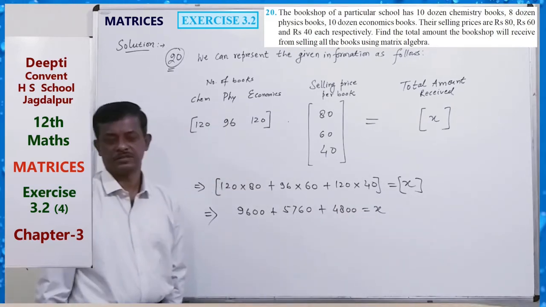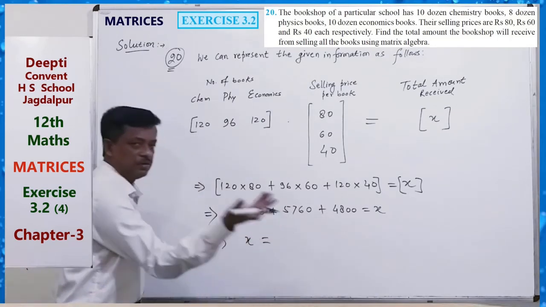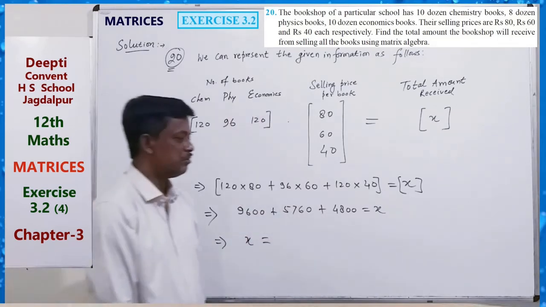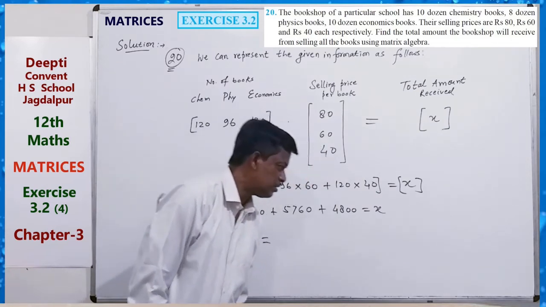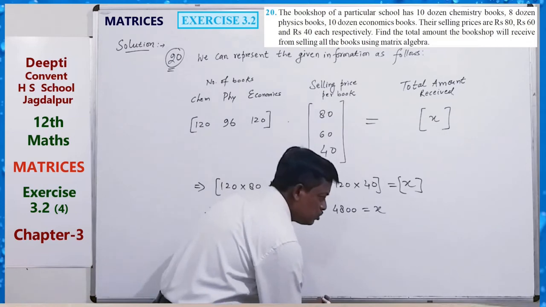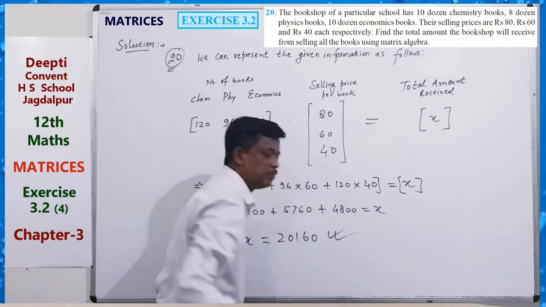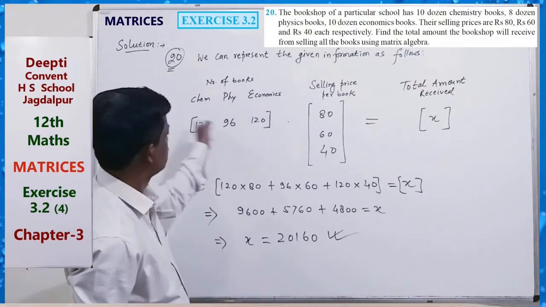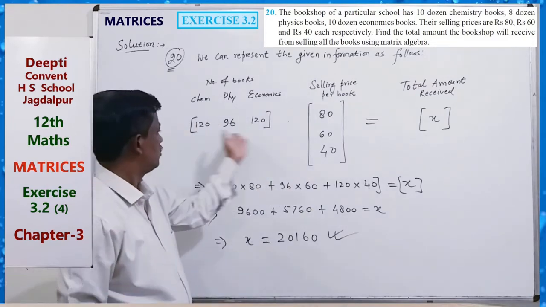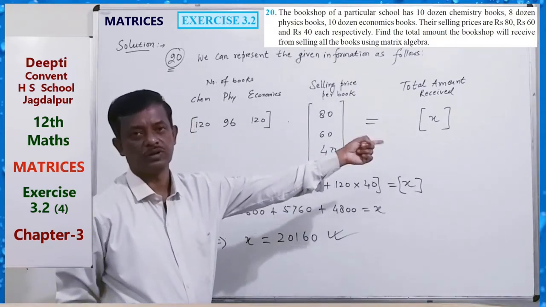You can write like this. So x equals to what? Total amount. What will be the total amount? Just 48,576 plus 9,600, just 20160. Main thing is what? Representation. We can use row matrix, column matrix, multiply it, gives total amount.